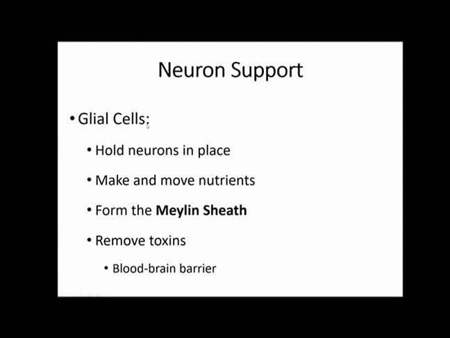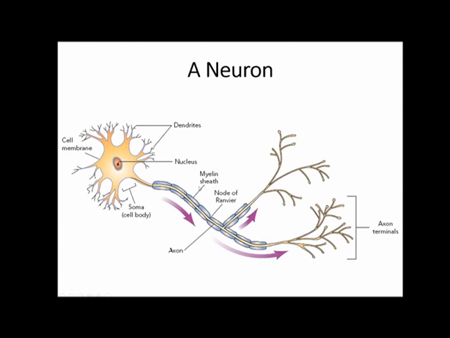Glial cells also help make and move nutrients. So they're going to produce different chemicals that our neurons need to exist. And they can also move those nutrients around, so bring in good nutrients and get rid of chemical waste products. And these glial cells, with all of the different functions that they serve, also make up what's called the myelin sheath, which is actually what I was just pointing out over here.